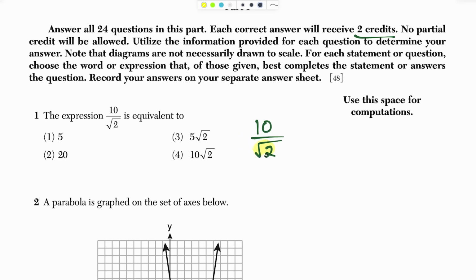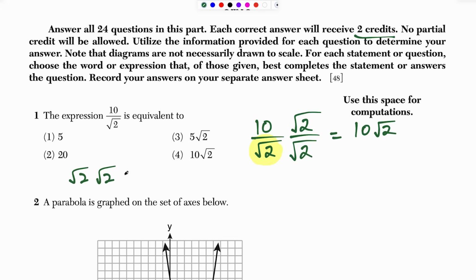So if we focus down here, this number is irrational and we want to make it rational. So the way we do that is we multiply the bottom by square root 2. But with fractions, if you multiply the denominator by square root 2, you have to multiply the numerator by square root 2 as well. Okay, so we're just going to multiply by square root 2 over square root 2. And from here, we've got 10 times square root 2 is 10 square root 2. And for this one, if you just know that square root 2 times square root 2 is equal to 2, that helps you finish this question much faster.